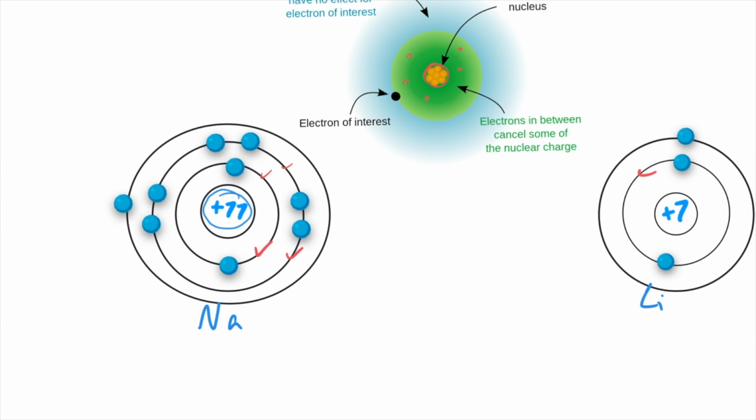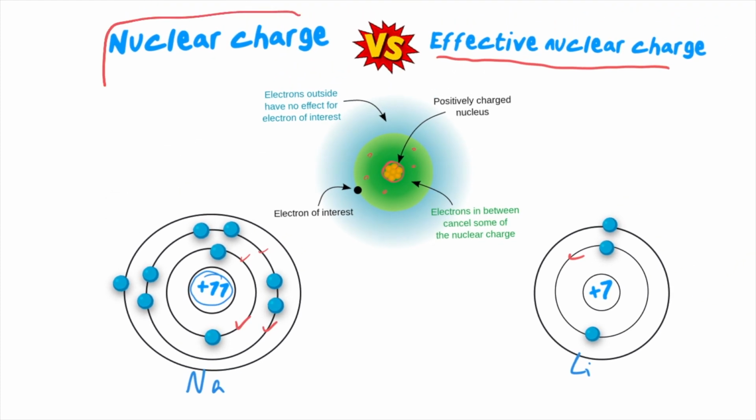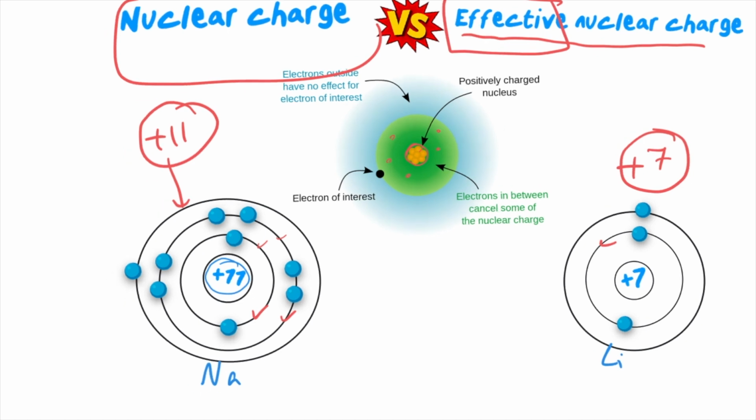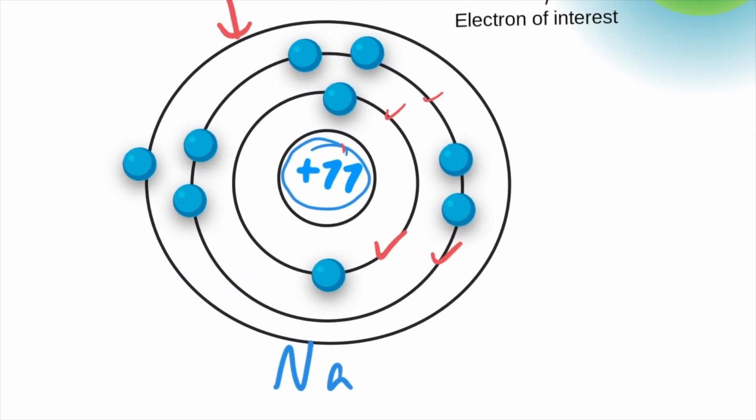Which one of these has more nuclear charge? In terms of nuclear charge, sodium has 11, lithium has just 3 protons. So the nuclear charge of sodium is greater. However, what really matters here is the effective nuclear charge, because those shells of electrons in sodium are actually blocking the nuclear charge. They're making it weaker. So the nuclear charge of sodium is less effective because it has more shielding.